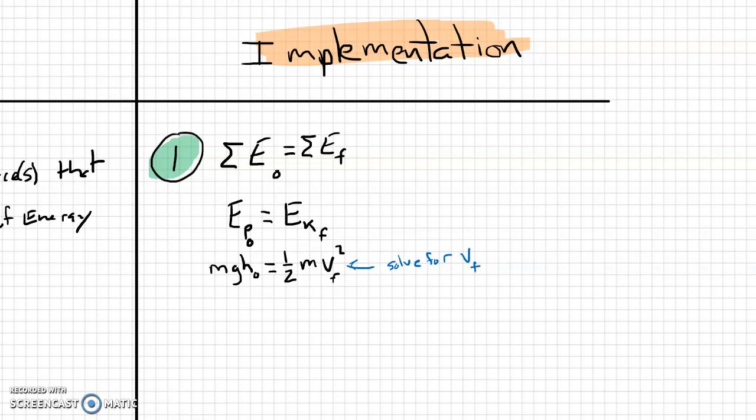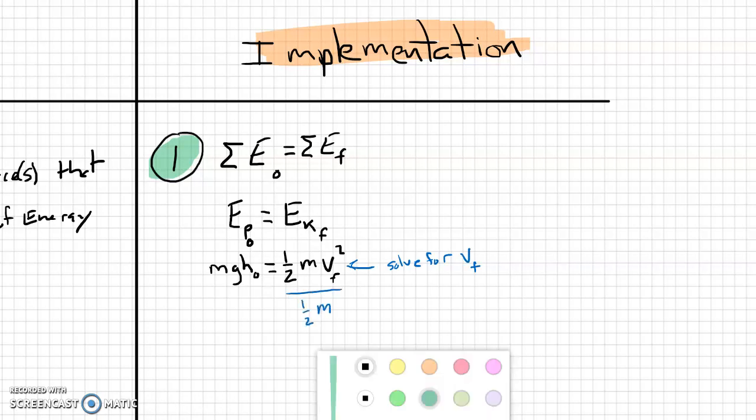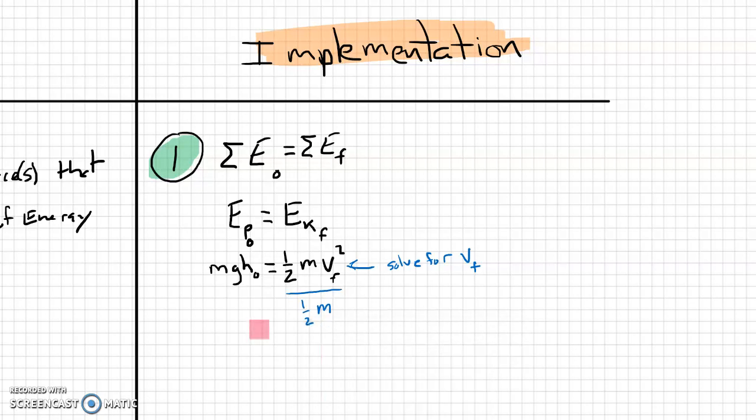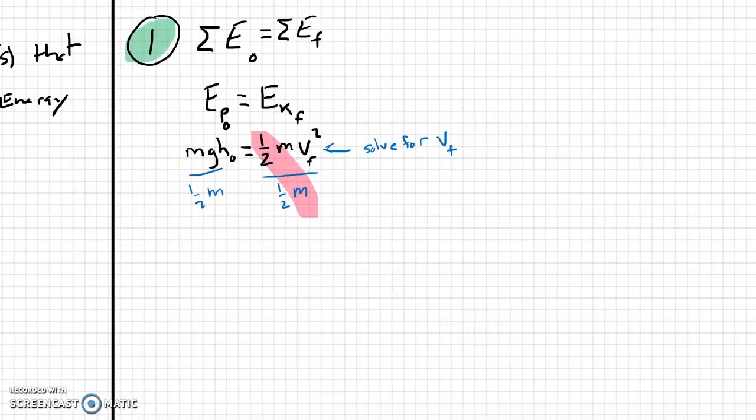To solve for vf, I'm going to divide by 1/2 m. That's going to cross off these two things, and over on this side, 1/2 m. When I scroll down here, what's going to happen is this m is going to cancel out that m. And when we do the algebra, since you're dividing by 1/2, it ends up being 2 times g times h original, and that's going to equal vf squared.